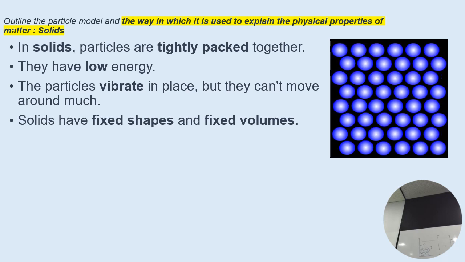Volume is the capacity which it occupies in space. So my mug is 300 ml of volume. My mug's a solid. I can put liquid in it, but it's a solid. Fixed volume and a fixed shape.